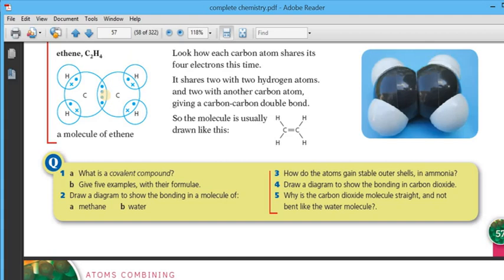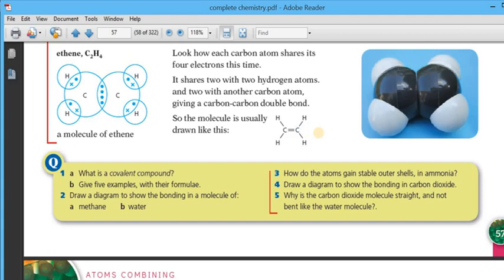And if you are drawing the structure, this is a very simple structure. This is the simplest thing you can draw, right? It's a carbon which has a double bond to the other carbon.